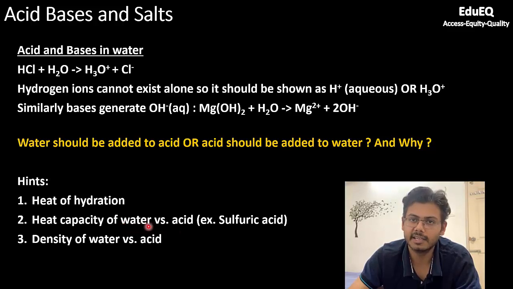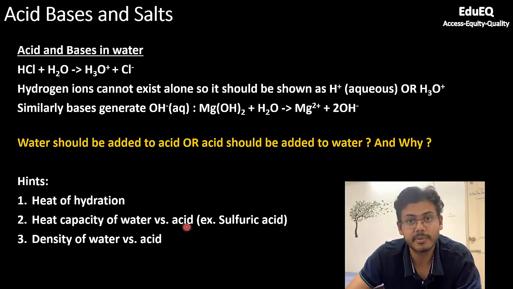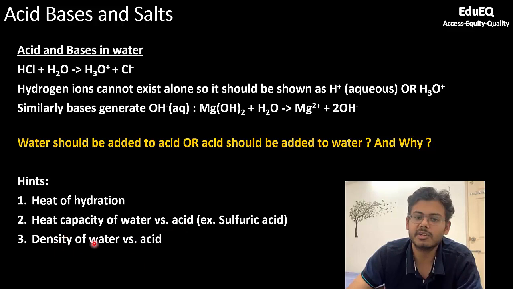Water has a heat capacity of 4.2 kilojoule per Kelvin, and acid, for example sulfuric acid, will have something close to 1.8 or 2 times less. Roughly, you can say water has twice as much heat capacity as acid. It means the heat required to raise the temperature of water by 1 degree will be much more compared to acid. So the temperature of water will not rise significantly when you compare it with the temperature of acid. Third would be density of water and acid.